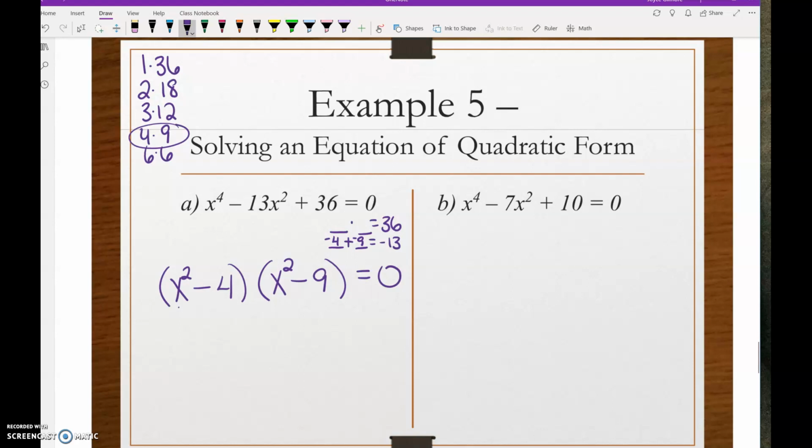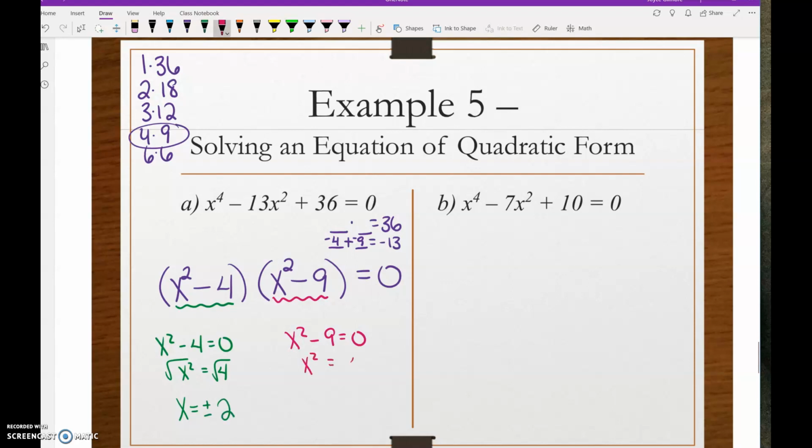There's two ways to finish this problem. Both of these binomials are difference of two squares. So you could factor further using difference of two squares. The other method is take this first one, x squared minus 4, and put it equal to 0 and solve. This other piece is x squared minus 9, put that equal to 0 and solve. So the x squared minus 4, you'd add 4 to both sides to get x squared equals 4. Square root both sides. What do we have to have? A plus minus. Square root of 4 is 2.